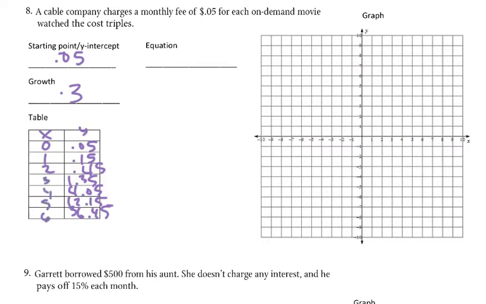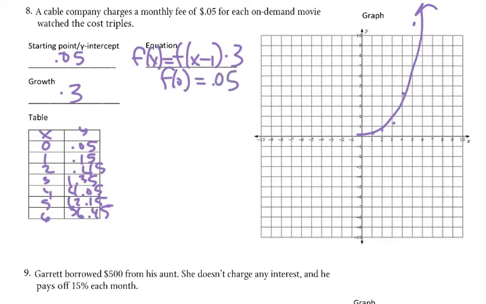Okay, so graphing this one, 0.05, 0.15, 0.45, 1.35, 4.05, then 12. So it goes up like that. For the equation, f of x equals f of x minus 1 times 3, and f of 0 equals 0.05. For our explicit, f of x equals 0.05 times 3 to the x, and because it's geometric, we make the multiplication an exponent.